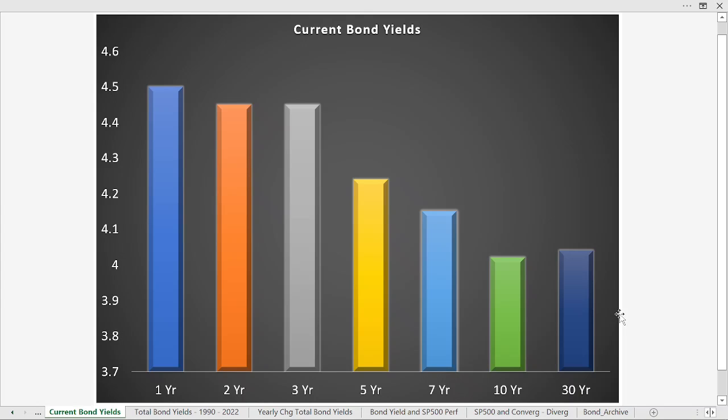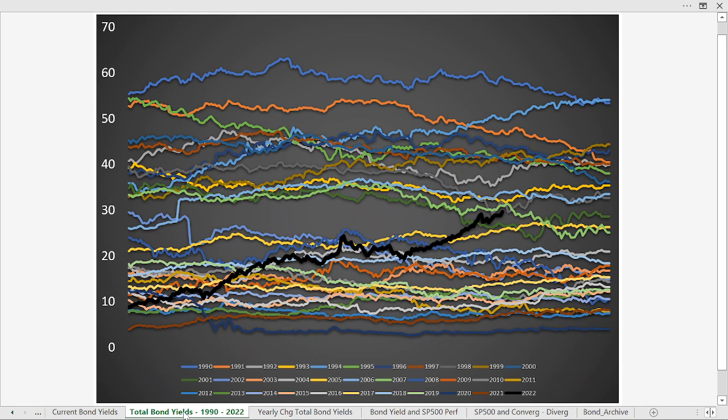Now, one very easy way to quantify this is to add up all the different yields together. So, for example, the 1 year bond pays approximately 4.5%, the 2 year a little bit below that, all the way down to the 30 year that pays around 4.1%. If we add all those yields up together, it's a very easy way to compare it to prior years.